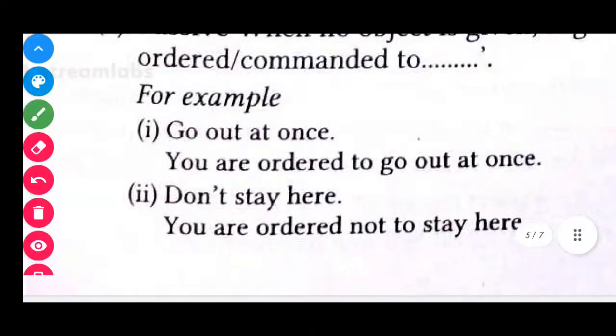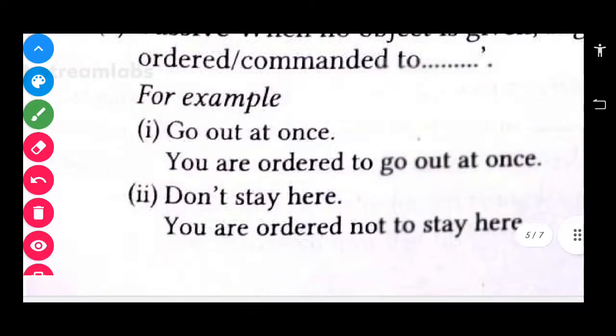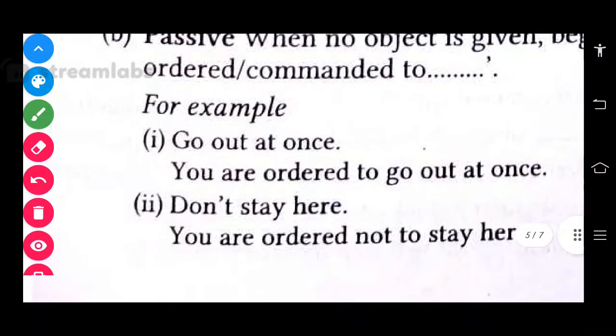Right? Did you understand this? And don't stay here. Get out from here. If we are told like that, get out from here, it is to be considered as an order. But when we were told like this, don't stay here, so what does it mean? We were suggested, right? We were informed. So in that case we have to say we are suggested not to stay here. We were informed not to stay here.